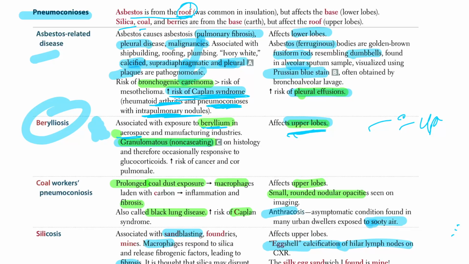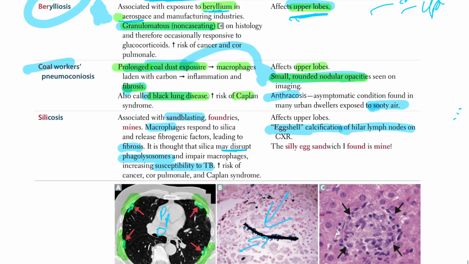Aerospace manufacturing industries. Prolonged coal dust exposure, macrophages cause fibrosis, black lung disease, Kaplan syndrome, and those macrophages will cause some small round opacities in the imaging, for sure in the upper lobes. And silicosis is all about sandblasting. Macrophages respond to the silica, leading to fibrosis, but it disrupts the phagolysosome, so their susceptibility to tuberculosis increases, and the risk of, again, Kaplan syndrome. So Kaplan, and Kaplan.